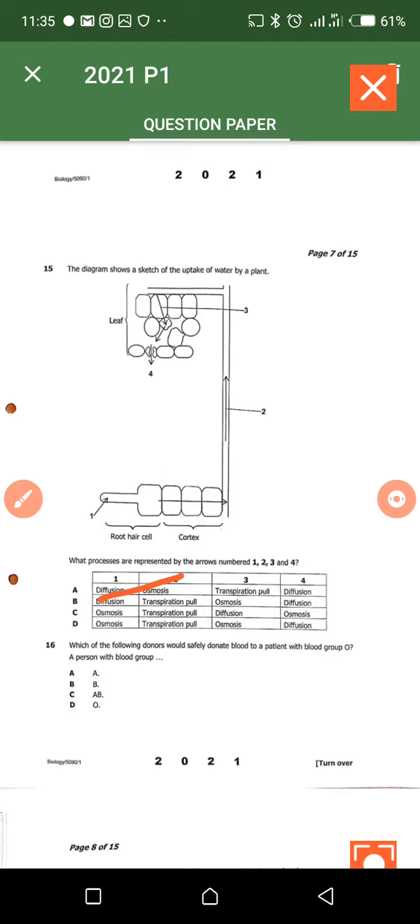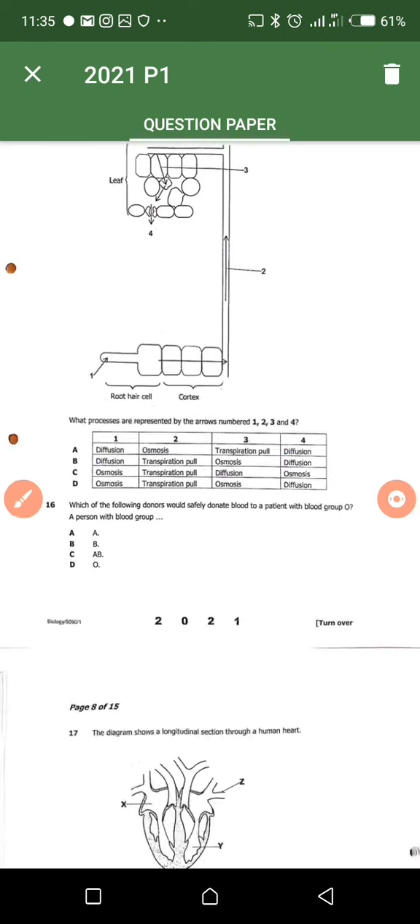So process 2 is transpiration pull, so we keep C and D, and then 3, what did you say 3 is? 3 is the movement of water from one cell to the other through a semi-permeable membrane. So this is a process of osmosis. Okay, so the one which has diffusion, we cancel it also, meaning that the correct answer is D. Okay, so that's how come D is the correct answer there.